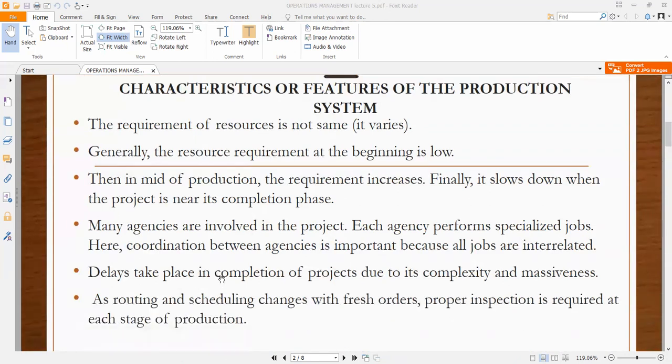Delays take place in the completion of a project due to its complexity and massiveness. Due to the massiveness of the projects, delays actually take place, and I'm sure you've seen some of the delays, especially in government projects. They start, but because of the massiveness, for that project to be delivered, it tends to delay. So that is one of the characteristics.